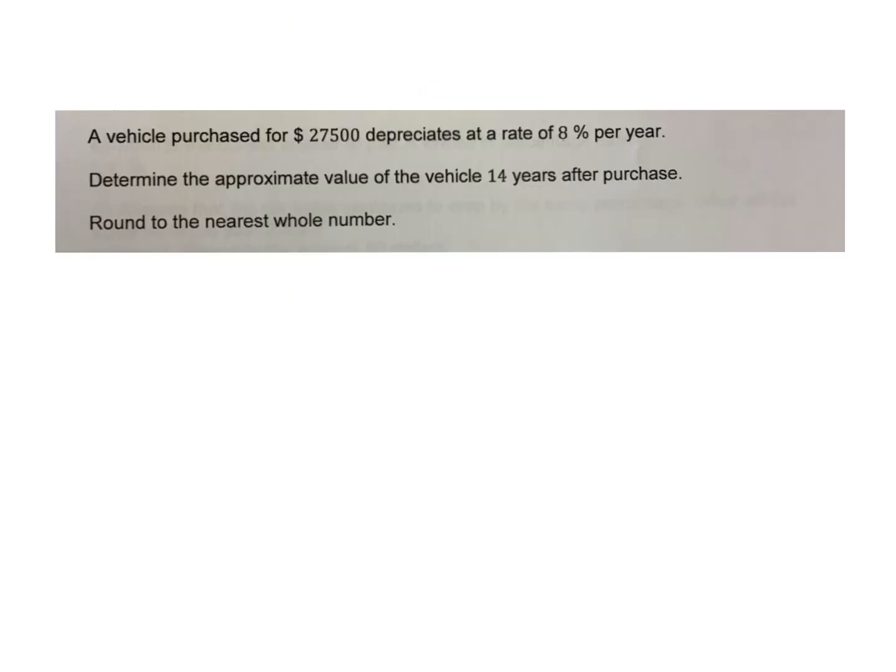Our next question is talking about purchasing a vehicle for $27,500, and it tells you that it depreciates at a rate of 8% per year. So depreciation is a decay, which means that we are going to be subtracting 0.08 from 1. It says determine the approximate value 14 years after purchase. So round to the nearest whole number.